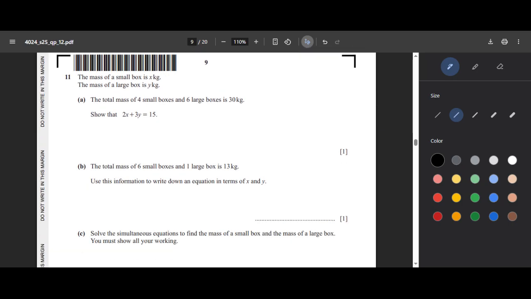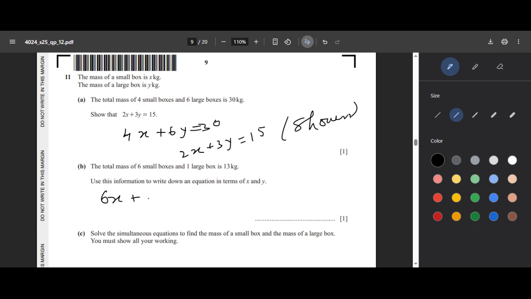Question 11. The mass of a small box is x kilogram, and so on. The total mass of four small boxes, that is 4x, and 6y is equal to 30. Dividing this whole by 2, you will get 2x plus 3y is equal to 15, and this is shown. Next, the total mass of six small boxes, 6x plus one large box, 1y is equal to 13. This equation is formed.